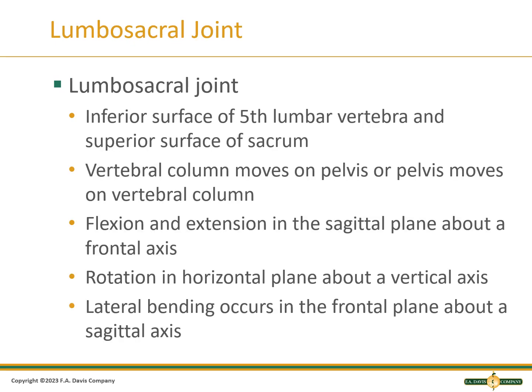Our lumbosacral joint is where the inferior surface of the fifth lumbar vertebra articulates with the superior surface of the sacrum. Motion here is created from either the spine moving on the pelvis or the pelvis moving on the spine. And we have the greatest amount of movement in flexion and extension. Flexion occurs where the spine moves or flexes on the pelvis or with a posterior pelvic tilt, and extension occurs when the spine extends on the pelvis or with an anterior pelvic tilt. We have the least amount of movement at this joint in rotation.